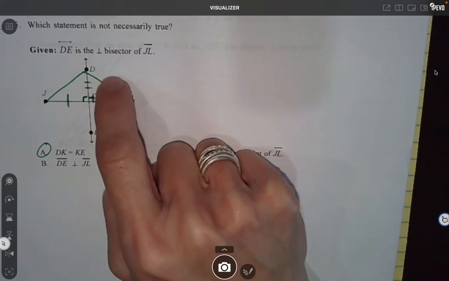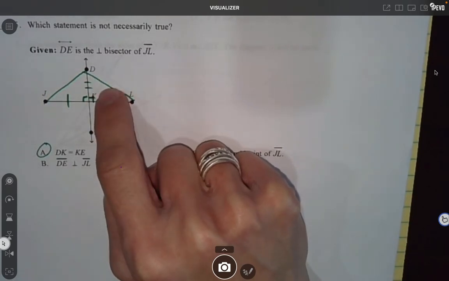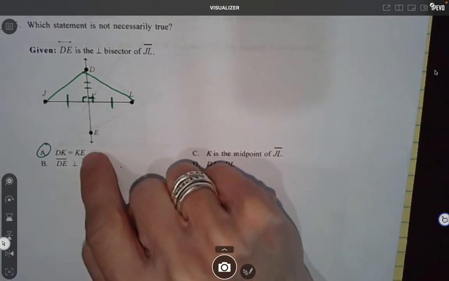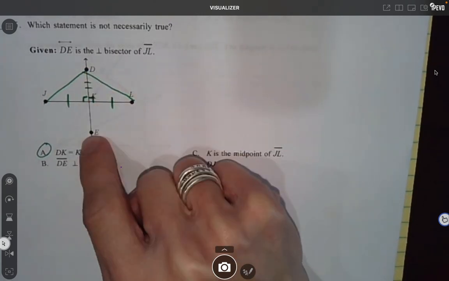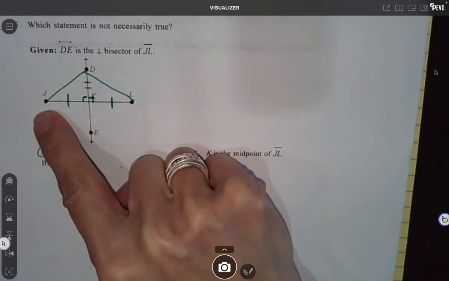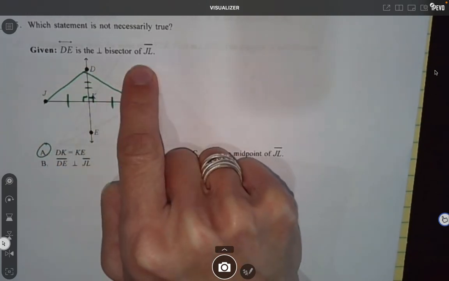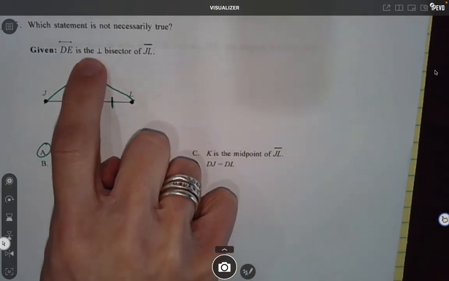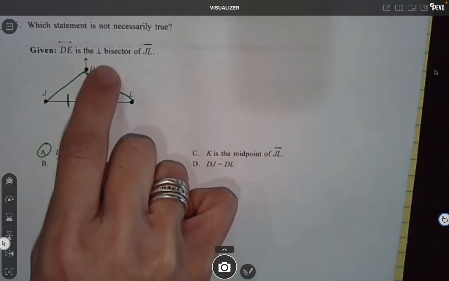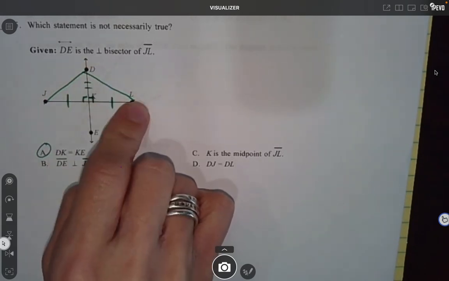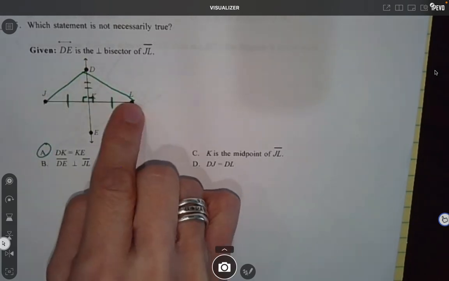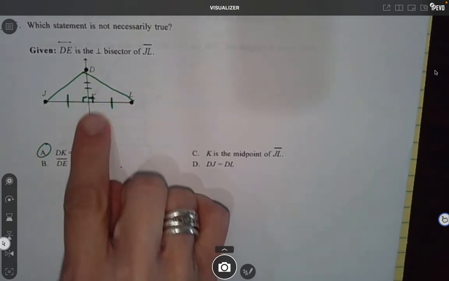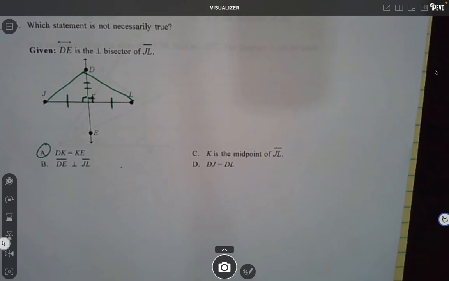I don't know if DK is equal to KE. I don't know anything about their measurements. But I do know that it's perpendicular because it said so, that it's a midpoint because it said it bisected. That's what that means. And I also know that this little side would be equal to this side if I made a triangle because I know the lengths of these, but I don't know anything about this one. So that's why it's A.